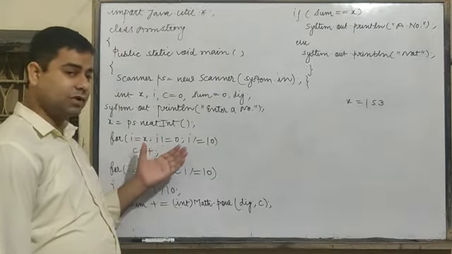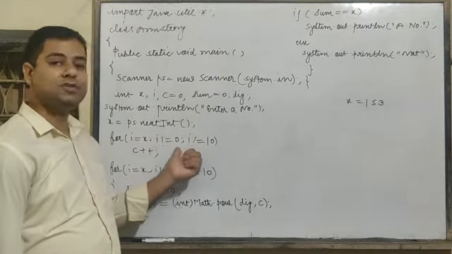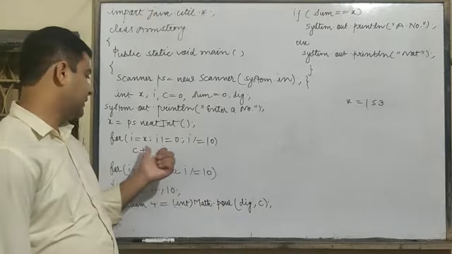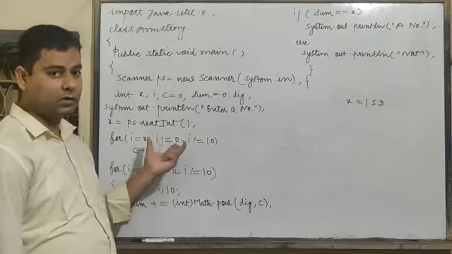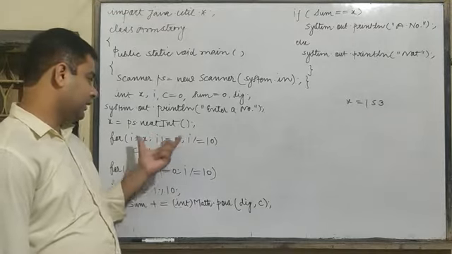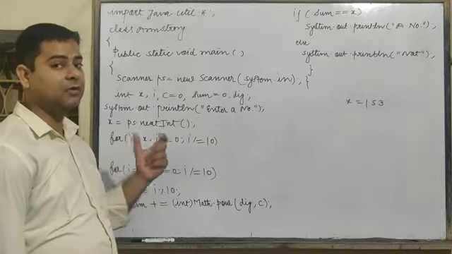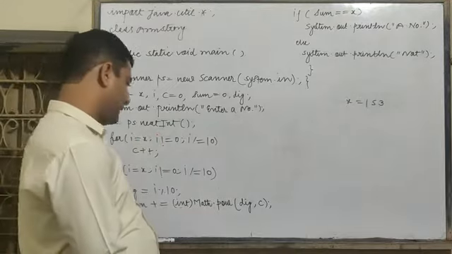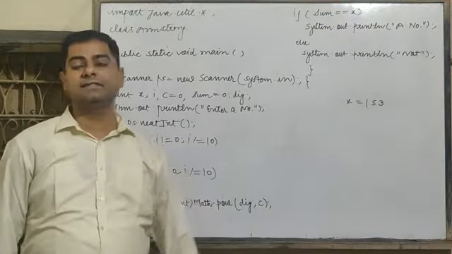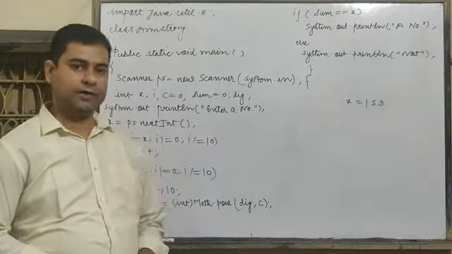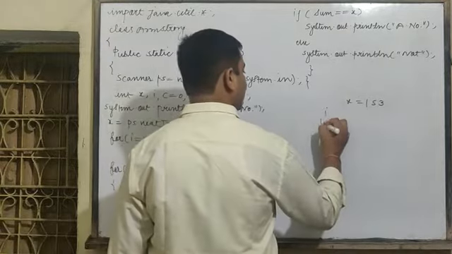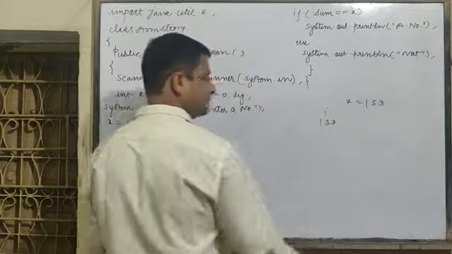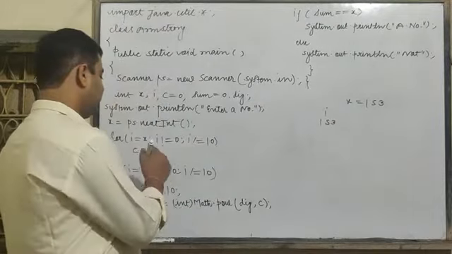See how it works: I equals X, I is not equal to 0, I = I / 10, and C++. So I am going to explain here how this logic will work, how this program code will count the number of digits. For example, the value of X is 153. So I equals X, so the value of I will also be 153. Clear?